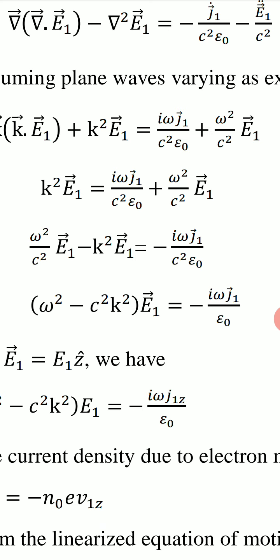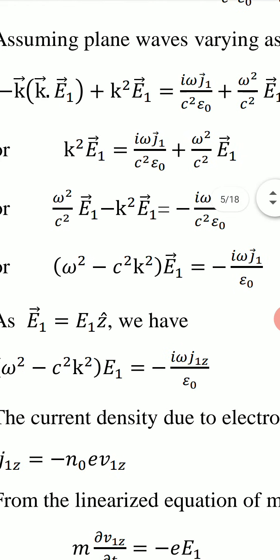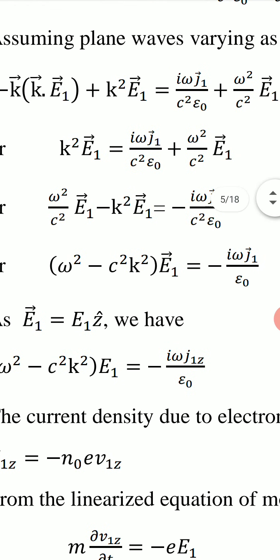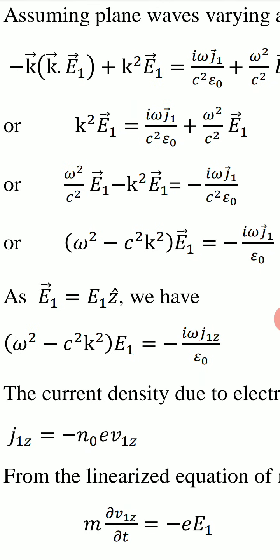and take E1 common. We have E1 into omega square minus c square k square equal to minus i omega J1 upon epsilon 0, multiplying by c square. E1 is taken common in left hand side. As E1 vector is E1 z cap, so we write z component of this equation and get omega square minus c square k square into E1 equal to minus i omega J1z upon epsilon 0.